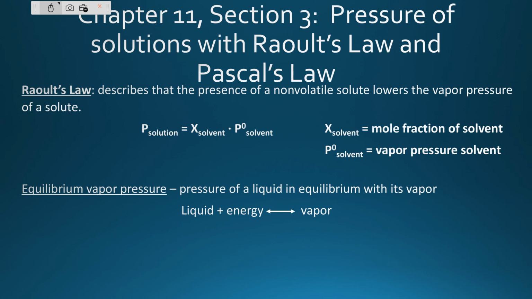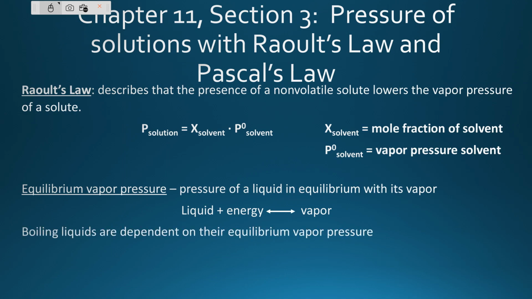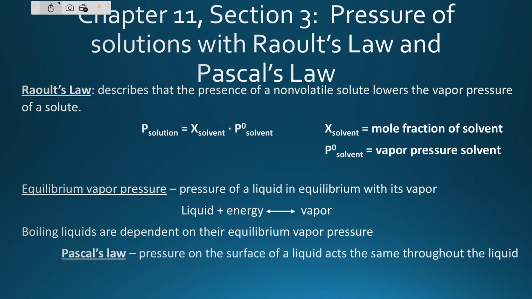So as you add energy, the liquid is going to go to vapor, and as you take the energy away, the vapor goes back to liquid, and so on. Now, boiling liquids are dependent upon the equilibrium vapor pressure. This is an illustration of Pascal's law. So here's what I mean by this.